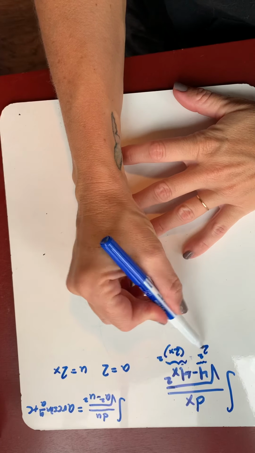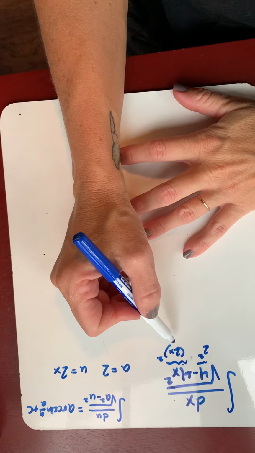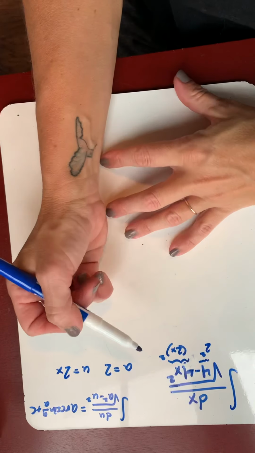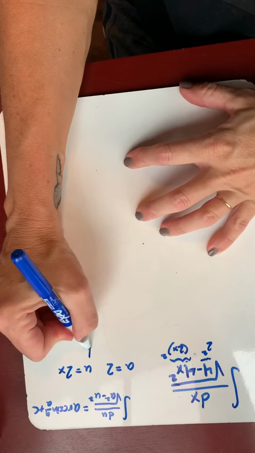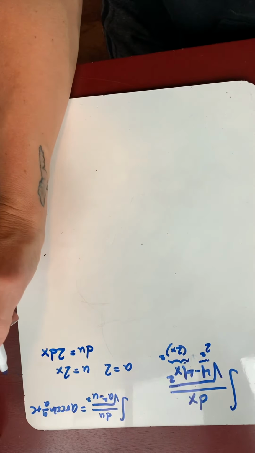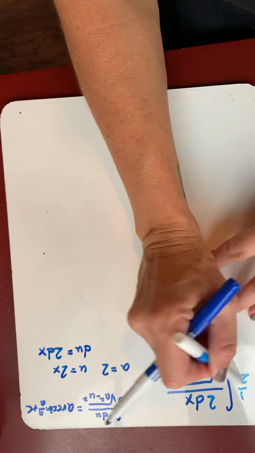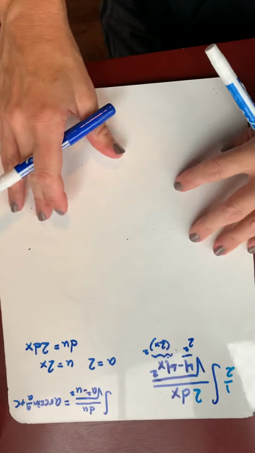Okay, so this is you. Hopefully you still tune in for this one, because I know when you have to go to the second video, you're like, I'm not doing that. Don't forget you also have to find du. So I end up with a 2 dx. I don't have that. I'm going to stick a 2 in and a 1/2. So now I've got all of my components.